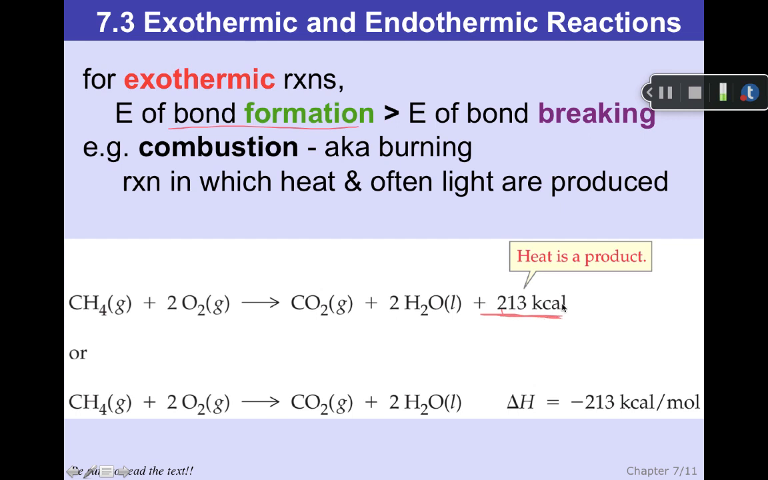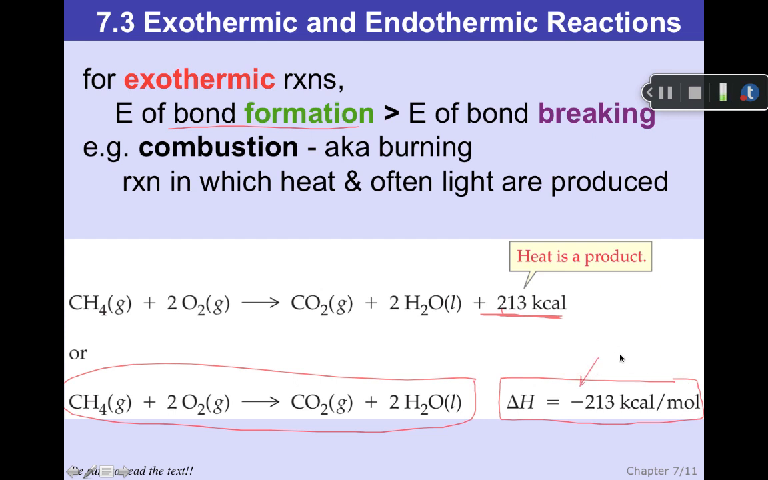There are two ways to represent this. Heat is a product, and you can list a specific number of kilocalories in the reaction equation to reflect that. The other way to do it is just to state the chemical reaction, where the methane with oxygen reacting to make CO2 and water, but the delta H value, the heat change, enthalpy change, is listed separately. When it is an exothermic reaction, you will see that the delta H values are always going to be negative. And that's a very important clue to pay attention to. So exothermic reactions, negative delta H.